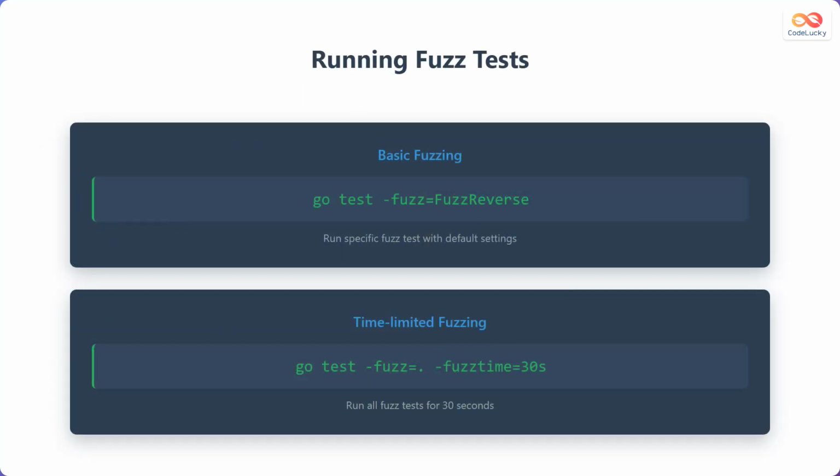Fuzz tests are executed using the go test command followed by the fuzz option. For example, running go test -fuzz=FuzzReverse will run a specific fuzz test. You can also add a time limit by specifying go test -fuzz . -fuzztime=30s. This allows fuzz tests to be conducted for a set duration, helping discover edge cases efficiently and without manual intervention.